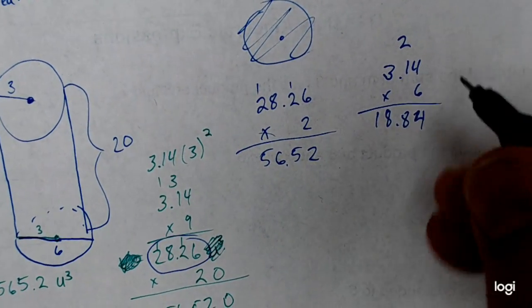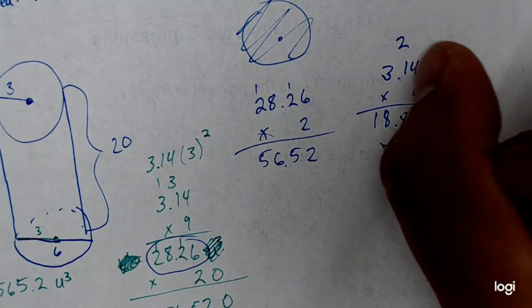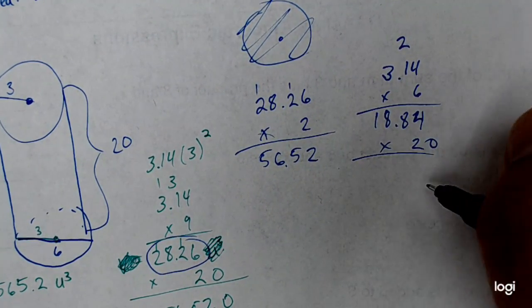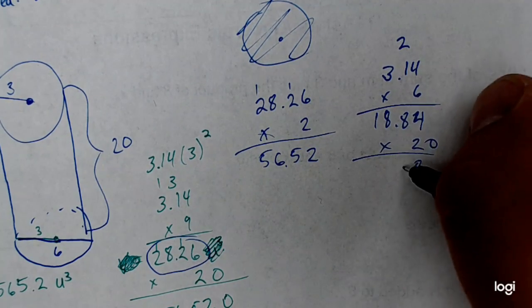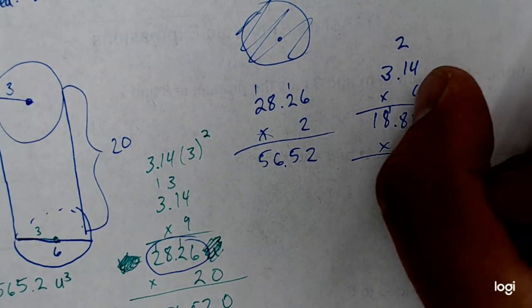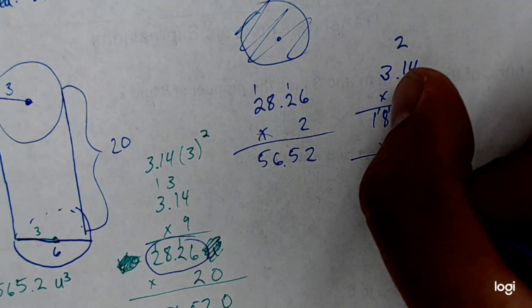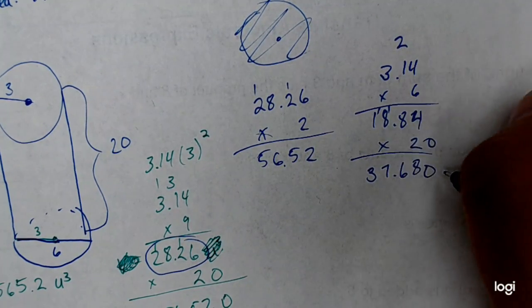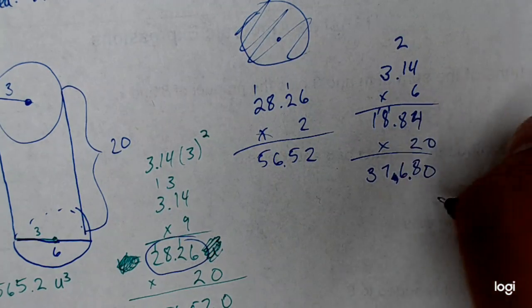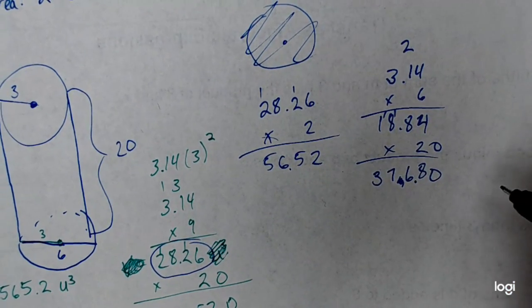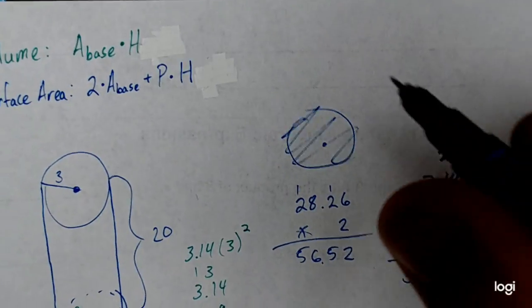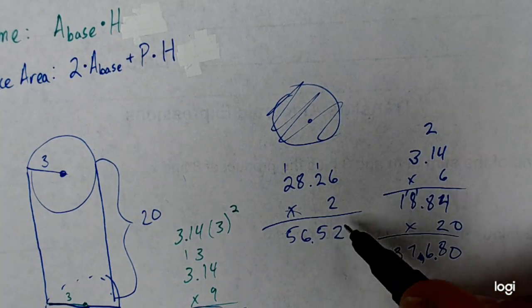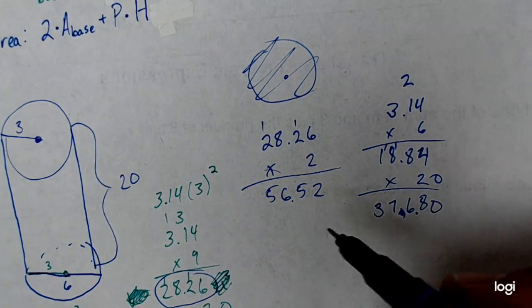Now I multiply that by the height of 20. Again, I'm going to kick that 0 off to the side. 2 times 4 is 8, 2 times 8 is 16, 17, and 3, 37, oh whoops, forgot to add that 0 back in. So 376.80. Last step, now that I figured out 2 times the area of the base, and I figured out the perimeter times the height, I add them together.